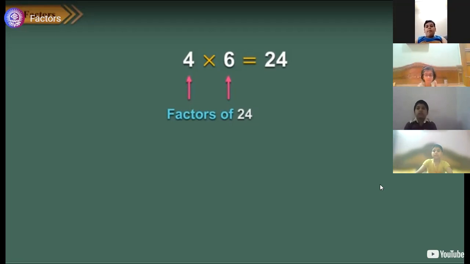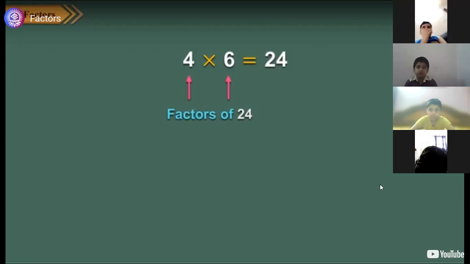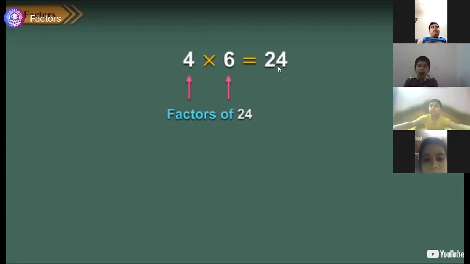So beta, now you got the point. What are factors? Can you repeat? The numbers we multiply. Very good. The numbers that are multiplied to get the product. The numbers which we are multiplying to find out the product. And the way to read this statement is that 4 and 6 are the factors of 24. Is it clear?